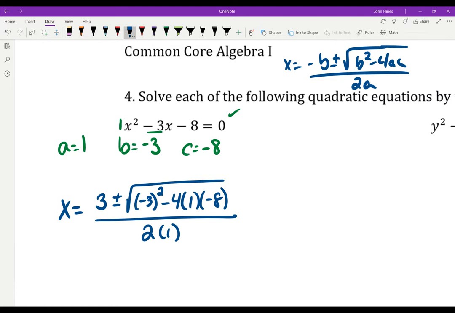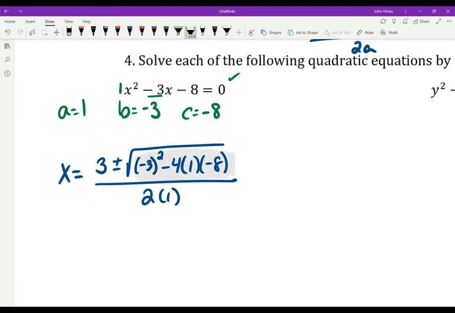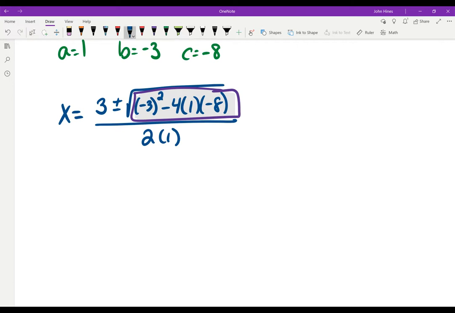Now we just need to clean this up. Those are my two answers. It's not in simplest form, but now I need to clean these up. So here's what we're going to do. We're going to type what I just highlighted there, not the square root, just what's under the square root, into a calculator. It's important that you use parentheses when you square that term there. -3 squared minus 4 times 1 times -8 is 41. So x equals 3 plus or minus the square root of 41 all over 2.